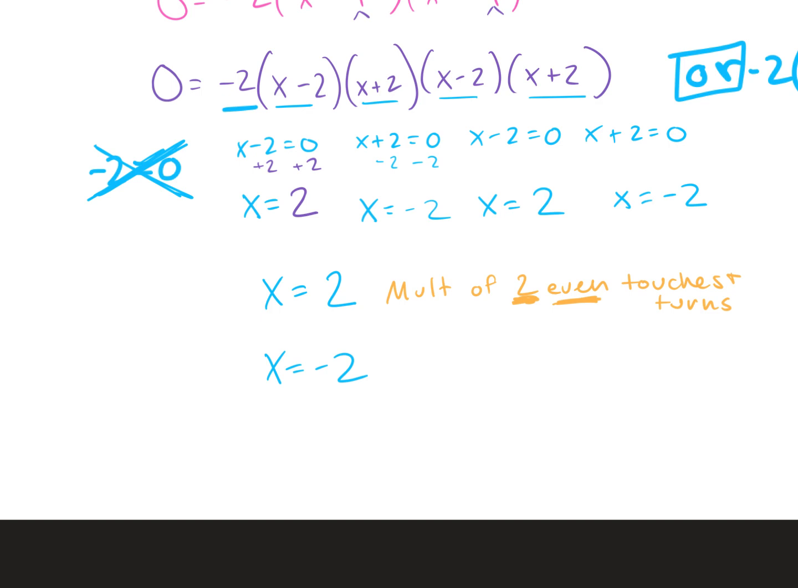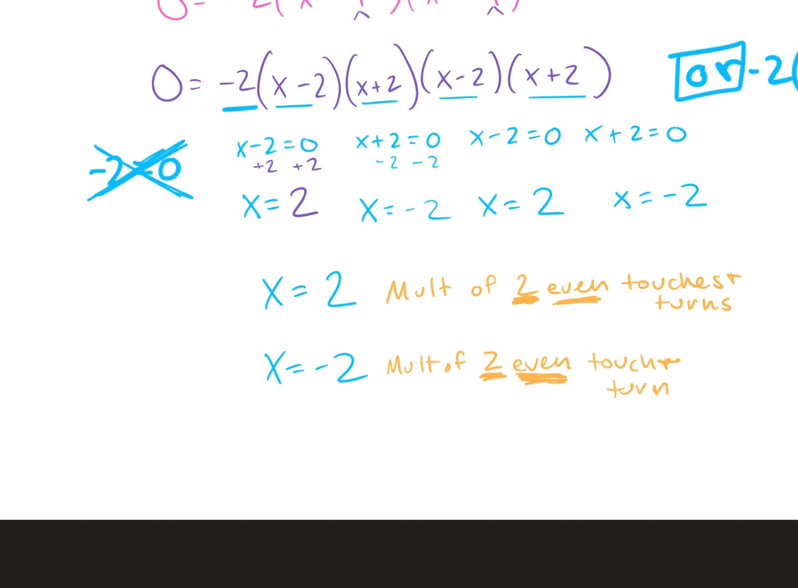Now, how many -2's did I have? 2. So I have a multiplicity of 2, which is even or odd? Even. 2 is an even number. So when my multiplicity is even, do I touch and turn or go through? Touch and turn.